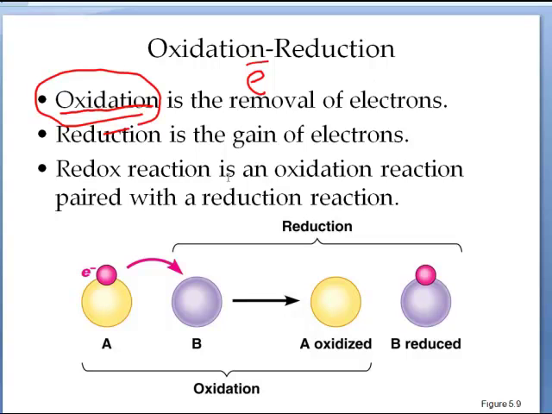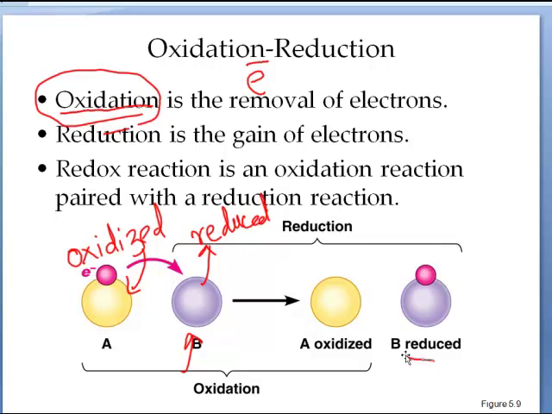A molecule that loses an electron is said to be oxidized. So this molecule over here is going to be oxidized, which is the one in yellow. The molecule that accepts that electron is the one that is called reduced. So in this reaction, notice the molecule B is accepting the electron and becoming reduced. The molecule A has lost the electron and is now oxidized. And these reactions are also called redox reactions.